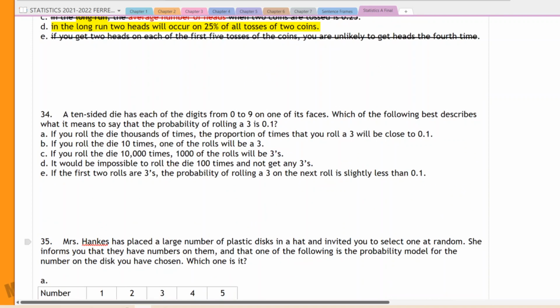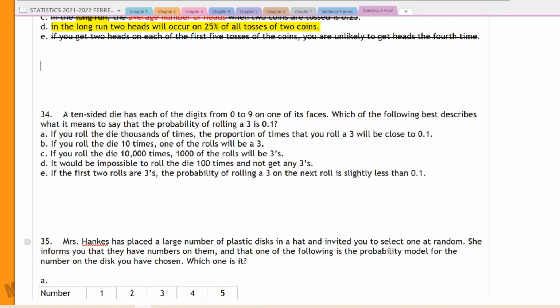Number 34 here. We've got a 10-sided die that has the digits from 0 to 9 on each of its faces. Unless you're playing Dungeons and Dragons or something like that, you've probably never seen a 10-sided die. That's okay. That doesn't mean they don't exist. Which of the following best describes what it means to say that the probability of rolling a 3 is 0.1?